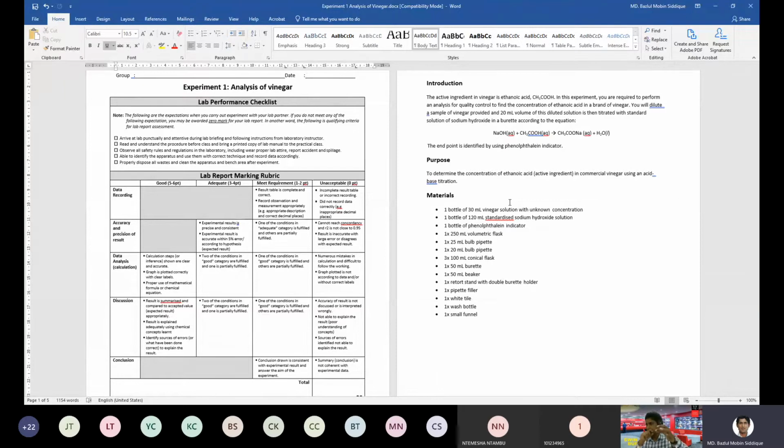So the acetic acid will be in the conical flask, and the sodium hydroxide will be on the top, in the burette. So that is the titrant, sodium hydroxide is the titrant, right? We add it dropwise from the burette, and at the end we see how many milliliters of sodium hydroxide I used. From there, I know how many milliliters of sodium hydroxide I had to use.